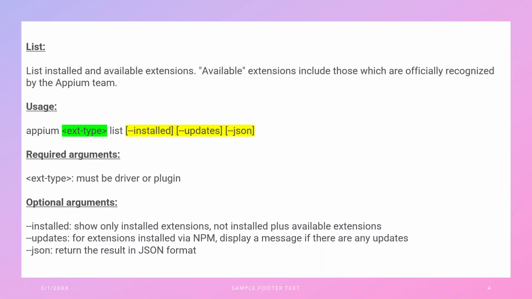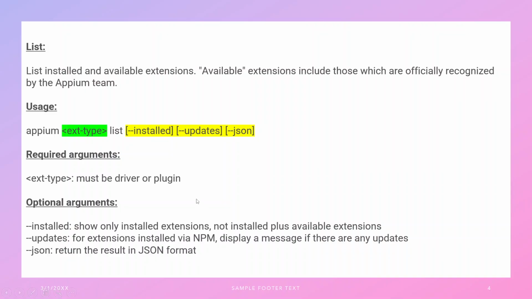So how can we use this command? For the usage, we type appium and the extension type. This is a mandatory field, a required argument: we can use either driver or plugin. After that, we use the list command. So the required, mandatory arguments are driver or plugin.